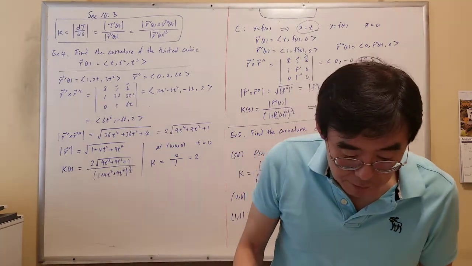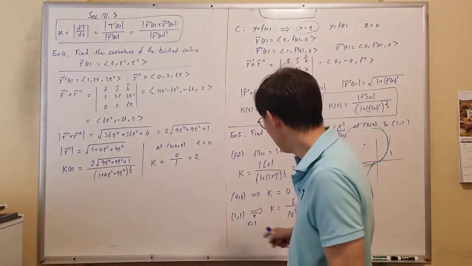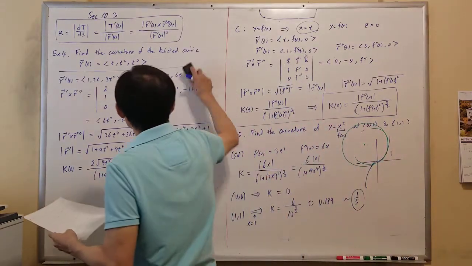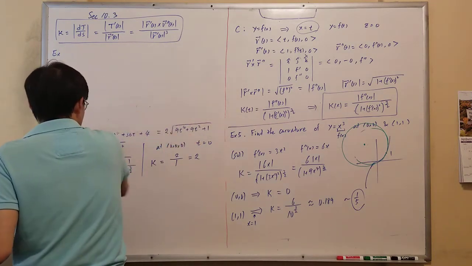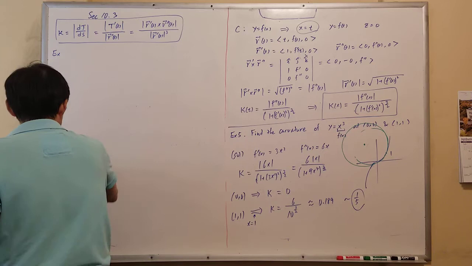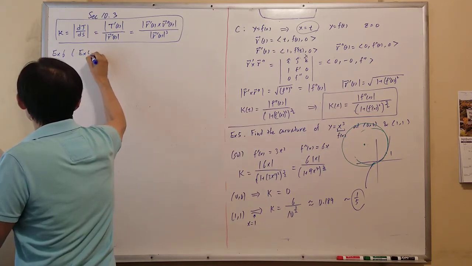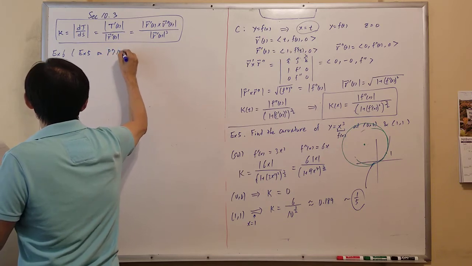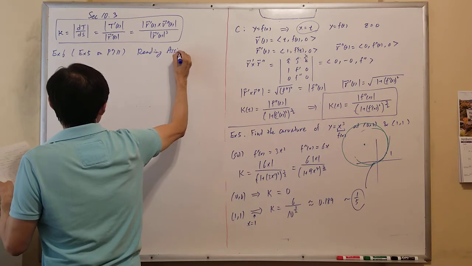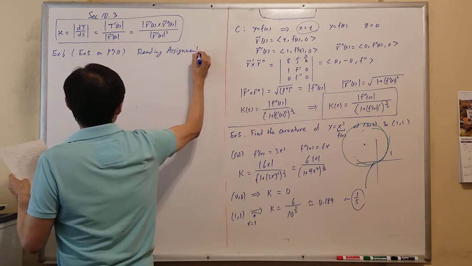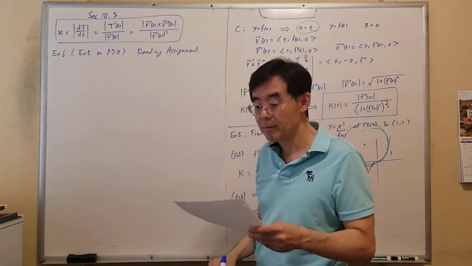Now, example 6 is example 5 of your textbook. This is almost the same as this one. So now I'm going to leave it to you as a reading assignment. Example 6 is the same as example 5 on page 711. Reading assignment.